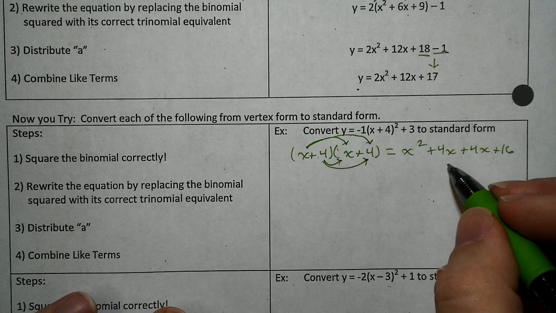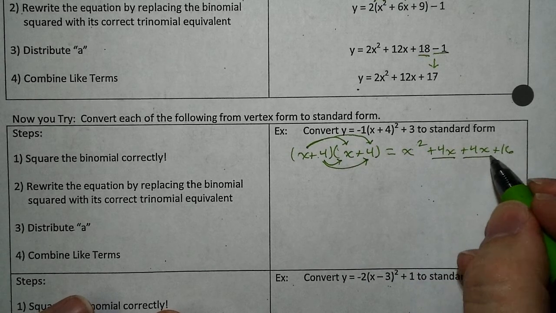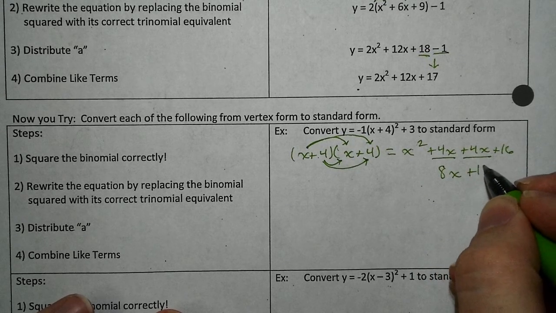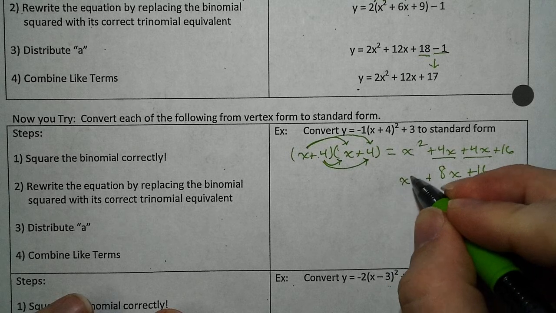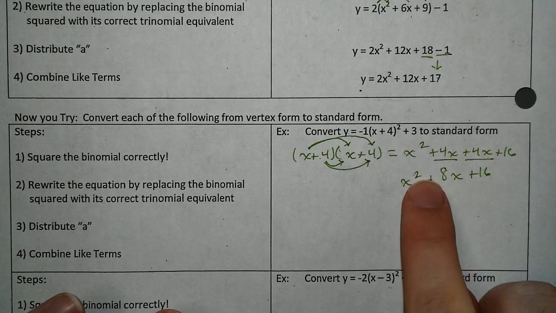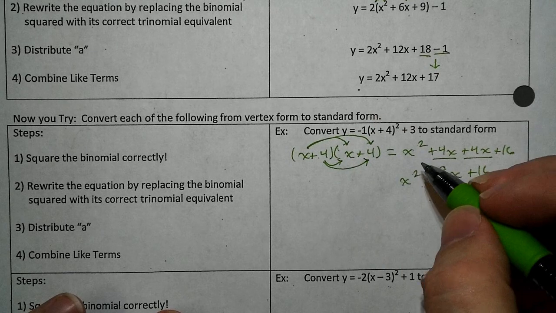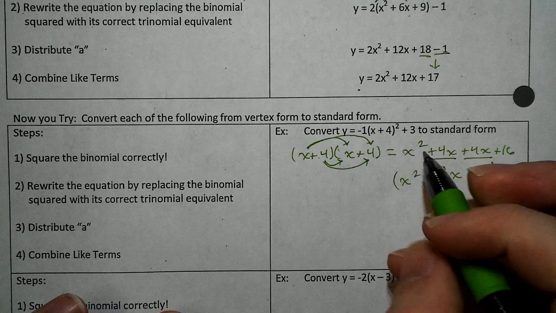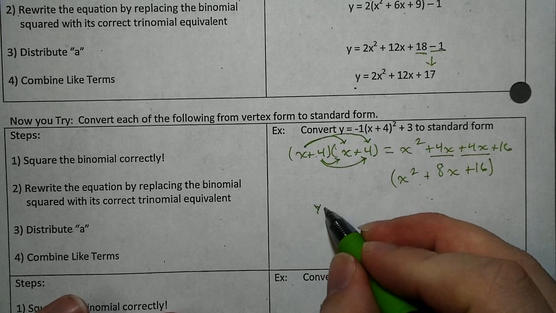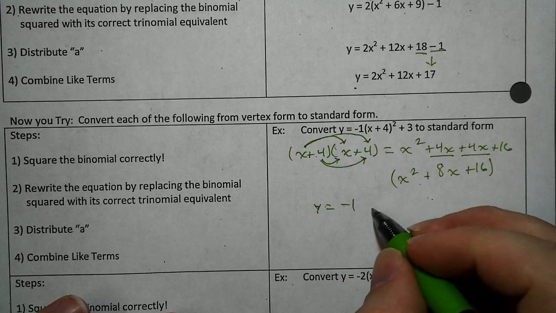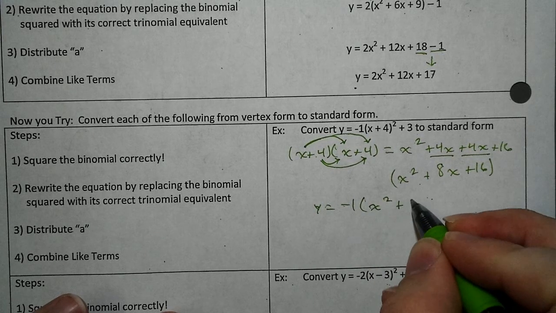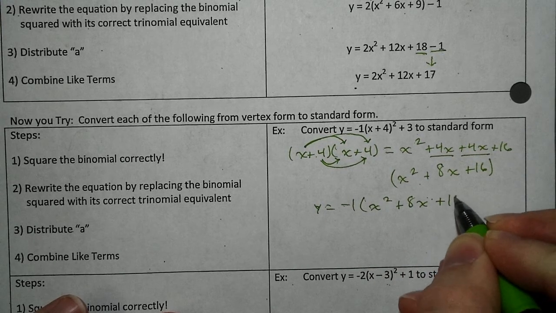Let's combine our like terms. 4x and 4x gives us 8x. Bring everything down. So we get x squared plus 8x plus 16. We're going to take this and plug it in for that parentheses. So put it in parentheses, and we're going to plug it in. So we've got y equals negative 1, parentheses, x squared plus 8x plus 16.